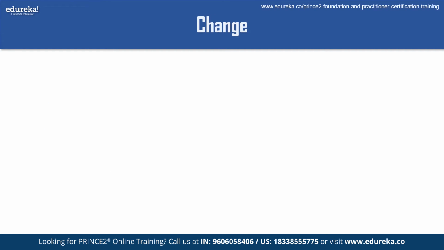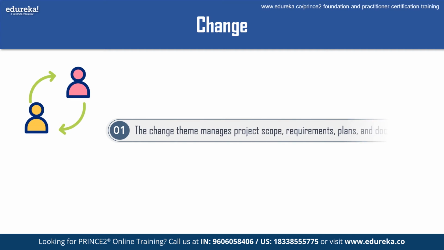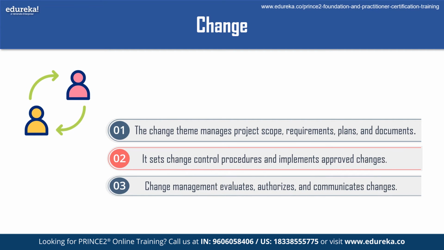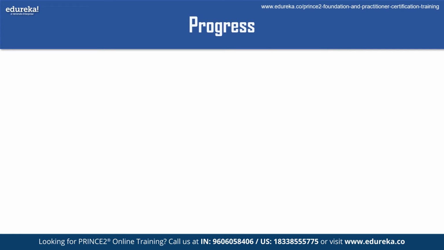Next, we have change. The change theme focuses on the need to manage changes to the project scope, requirements, plans, and baseline documents. It entails establishing change control, evaluating proposed changes, and carrying out approved changes in a controlled manner. Change management ensures that the changes are thoroughly evaluated, authorized, and communicated to stakeholders in order to reduce chaos and maintain project alignment. And our last theme is progress.